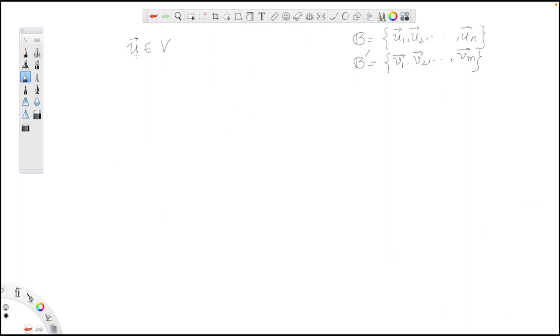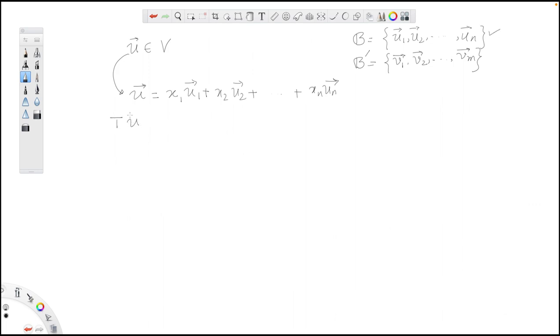Now, if I pick up this arbitrary vector u from the vector space V, then we can write it as a unique linear combination of these basis vectors. Let us write that linear combination as x1 u1 vector plus x2 u2 vector all the way up to xn un vector. So the vector u can be uniquely expressed as a linear combination of these n vectors, right?